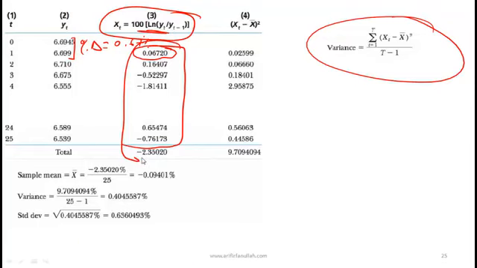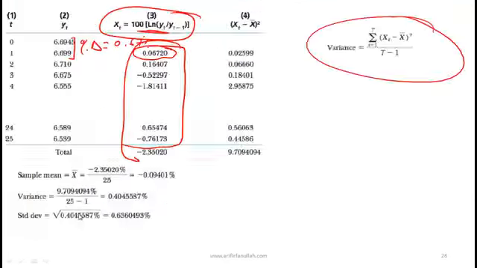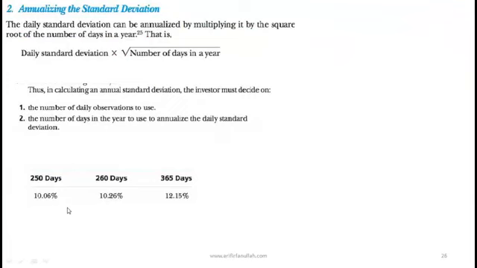In my earlier example, what would the volatility here be? It would be extremely low because the percentage changes are very low. But in this sort of an environment, the percentage changes will be high, so you will actually have a high yield volatility.